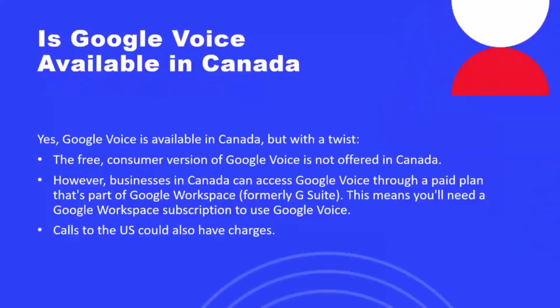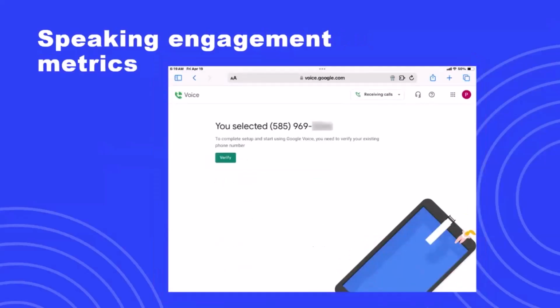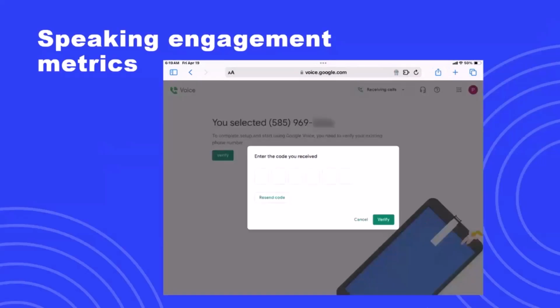Free consumer Google Voice is not available in Canada. However, the paid Google Voice for businesses with Google Workspace is available in Canada. When selecting your phone number, many cities no longer have available phone numbers. Try selecting by area code. You must pair the Google Voice number to a real number and have it to verify that number. To complete the verification, you type the code sent to the real phone.